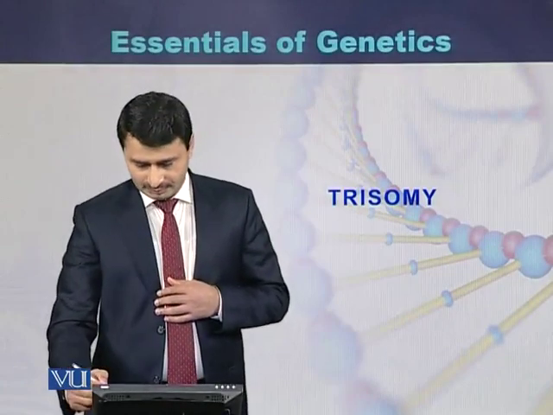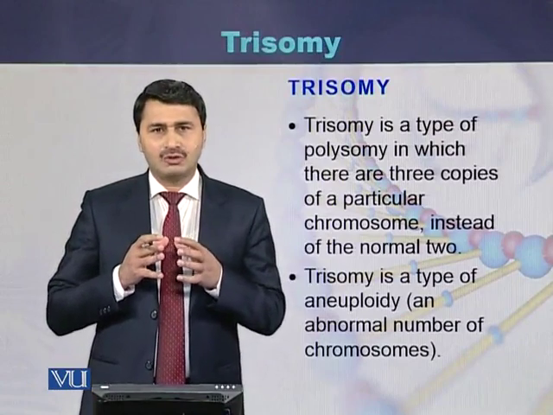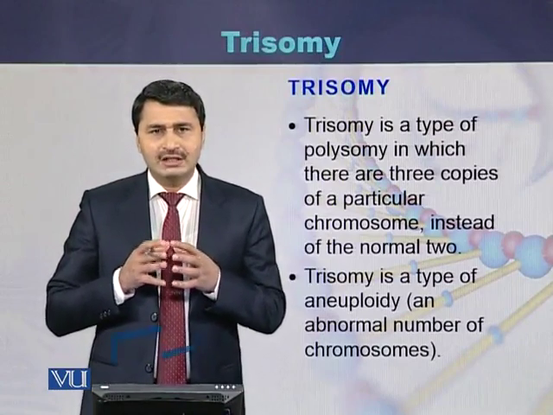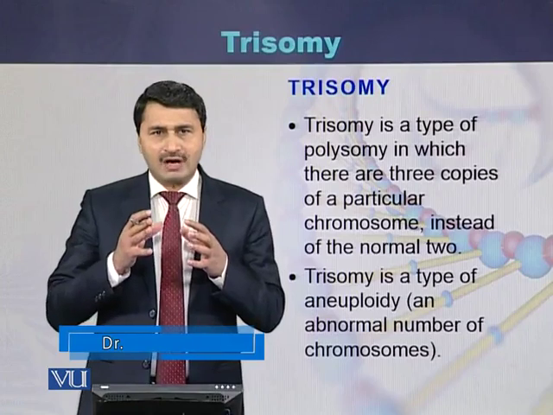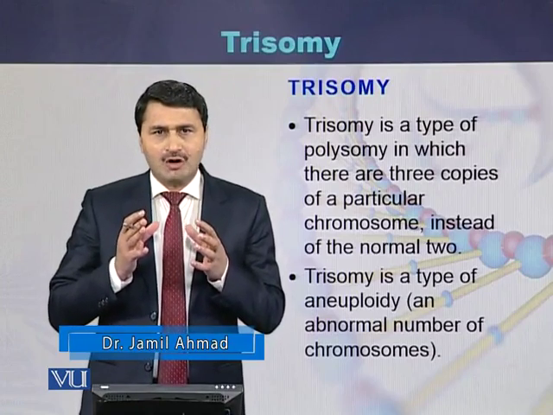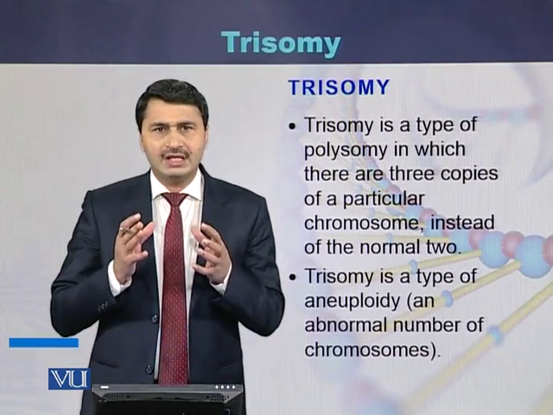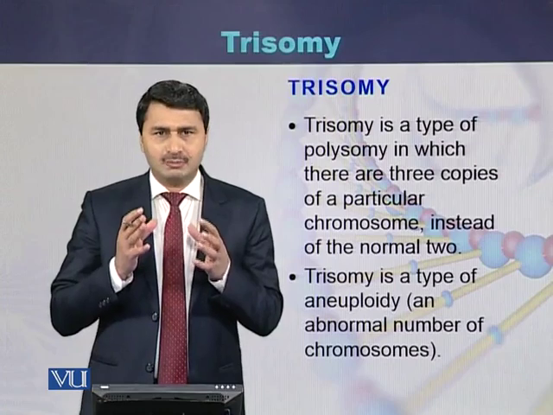Trisomy. Trisomy is the type of polysomy in which we see 3 chromosomes of a particular chromosome. There are 3 copies of a particular chromosome instead of the 2 copies if the individual is diploid.